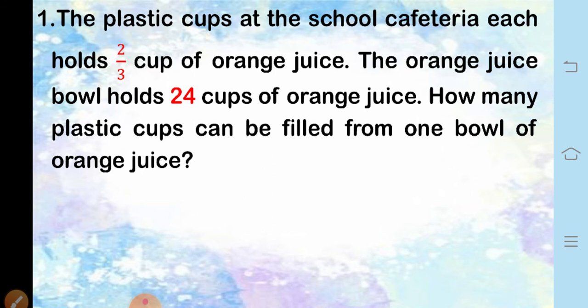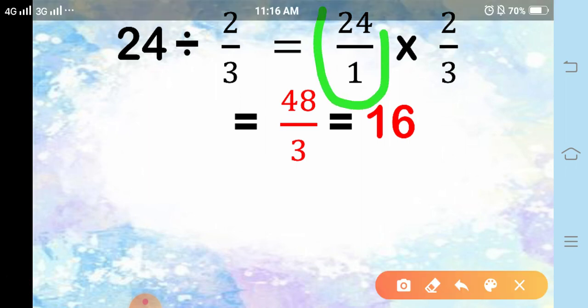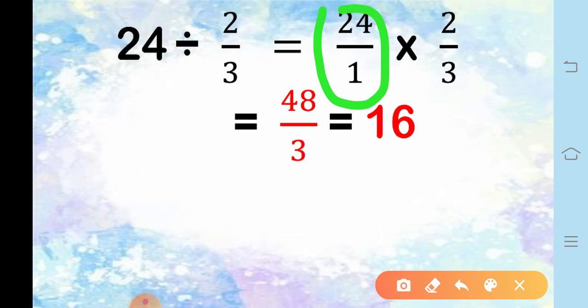The plastic cups at the school cafeteria each hold 2 over 3 cup of orange juice. The orange juice bowl holds 24 cups of orange juice. How many plastic cups can be filled from the one bowl of orange juice? All we have to do is divide 24 by 2 over 3. That's why we have 24 divided by 2 over 3 or 24 over 1, because we have the denominator of 1. And then, nope, this is wrong.